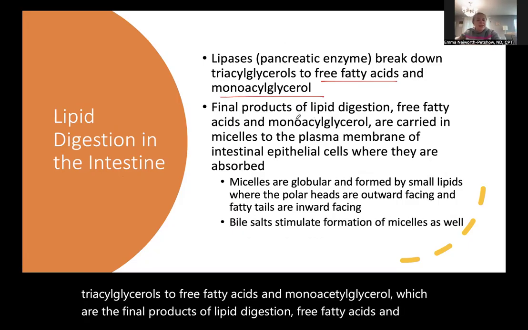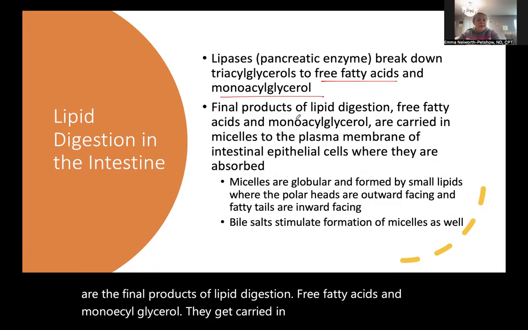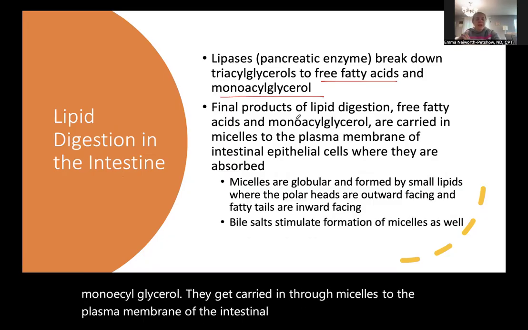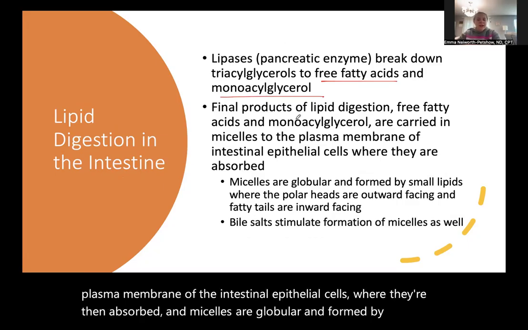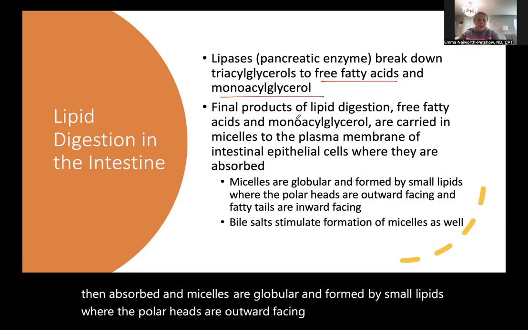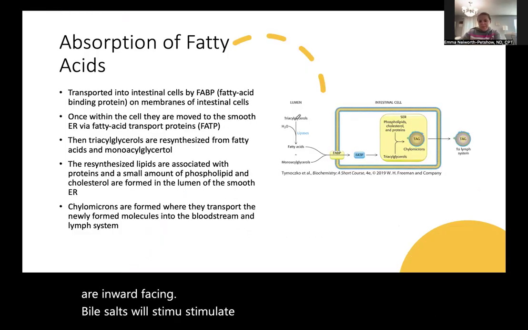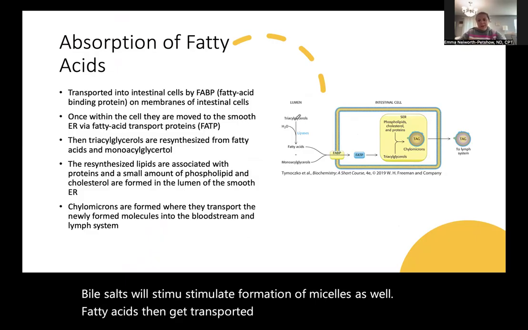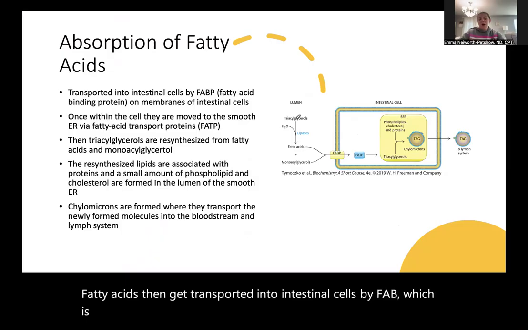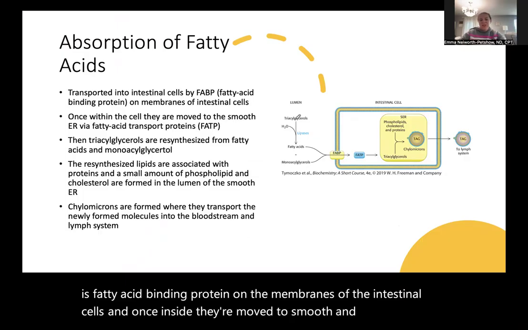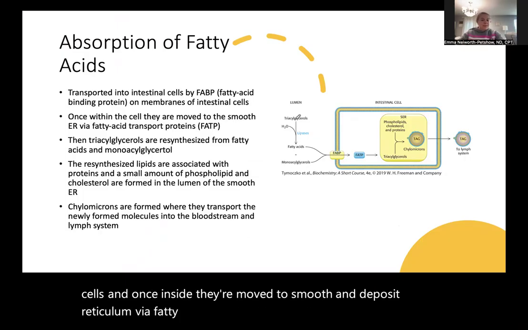They get carried in through micelles to the plasma membrane of the intestinal epithelial cells, where they're then absorbed. And micelles are globular and formed by small lipids, where the polar heads are outward facing and the fatty tails are inward facing. Bile salts will stimulate formation of micelles as well. Fatty acids then get transported into intestinal cells by FABP, which is fatty acid binding protein, on the membranes of the intestinal cells. And once inside, they're moved to the smooth endoplasmic reticulum via fatty acid transport proteins, or FATPs.